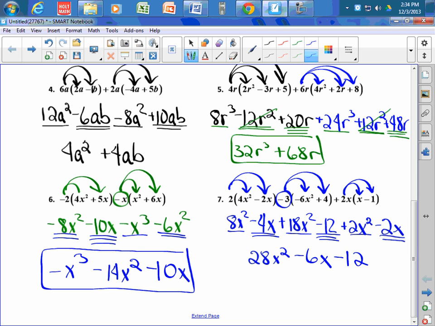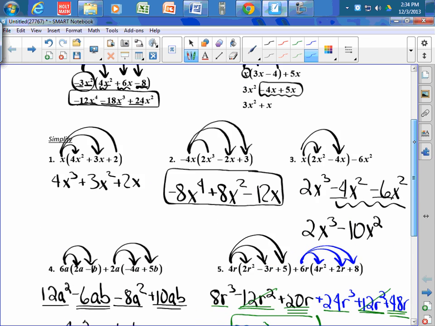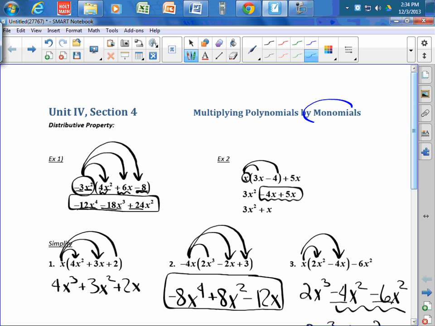And there you have it on how to simplify algebraic expressions where you're taking a monomial times a polynomial.